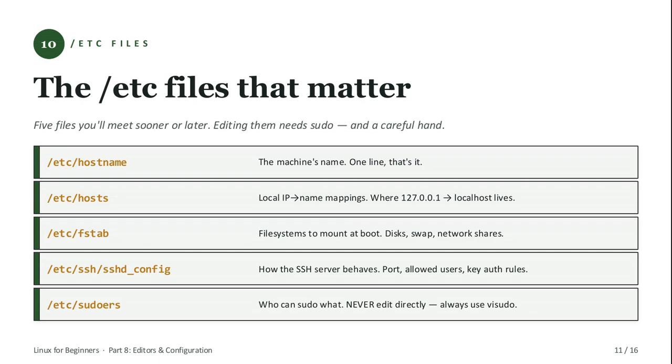/etc/fstab tells Linux which file systems to mount at boot. /etc/ssh/sshd_config controls how the SSH server behaves. And /etc/sudoers decides who can run what with sudo. All of these need root to edit, and for sudoers especially, never open it directly. Always use visudo, which checks your syntax before saving and can spare you from locking yourself out.